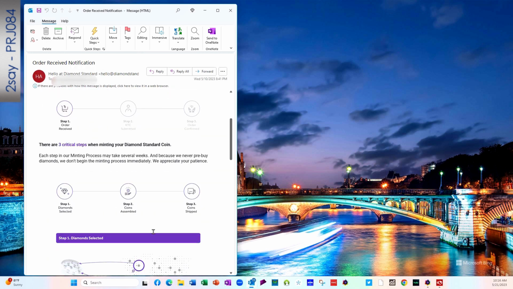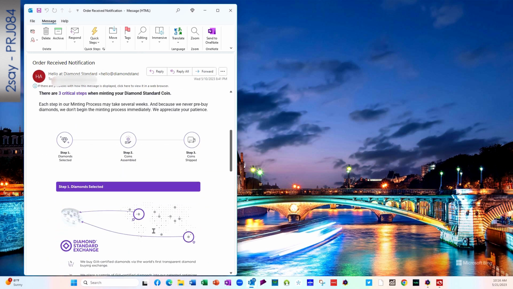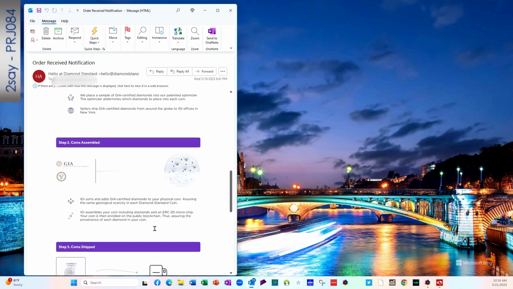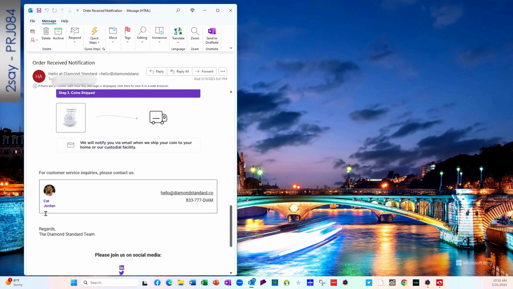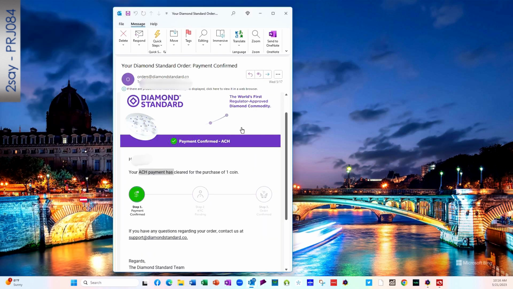Now this email also includes more information about the process they use for buying the coins and assembling the coins and then shipping it to you. And also you will be assigned a personal representative, as I was. So Kat Jordan is the one I've been working with. This is the third email. Now this one came 7 days later. Your ACH payment has cleared for the purchase of OneCoin. All right, so we're through the payment process now.